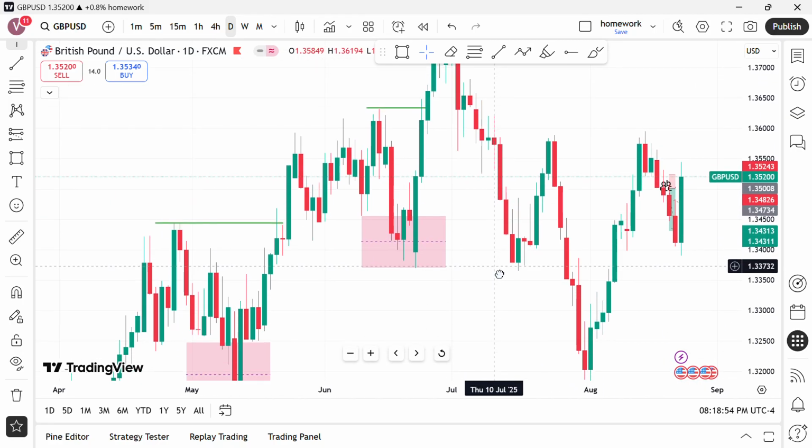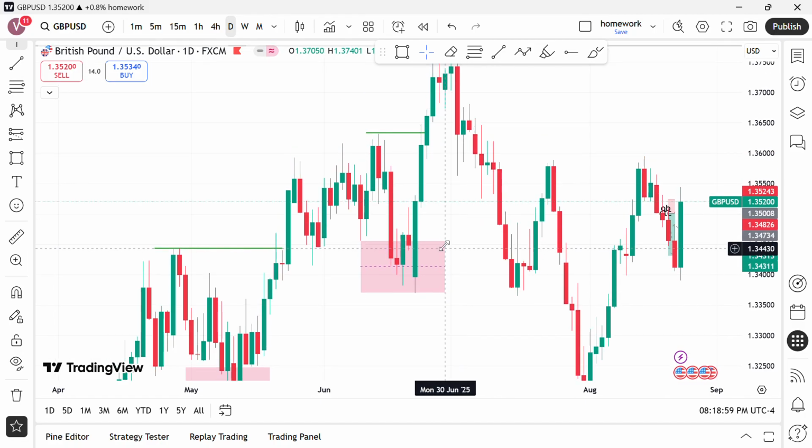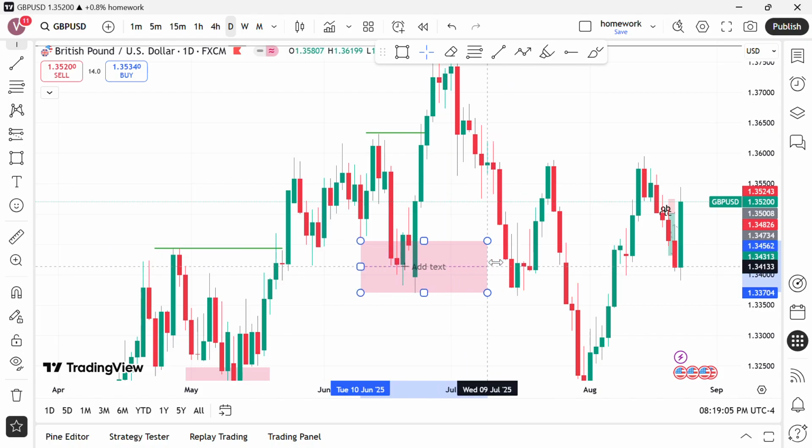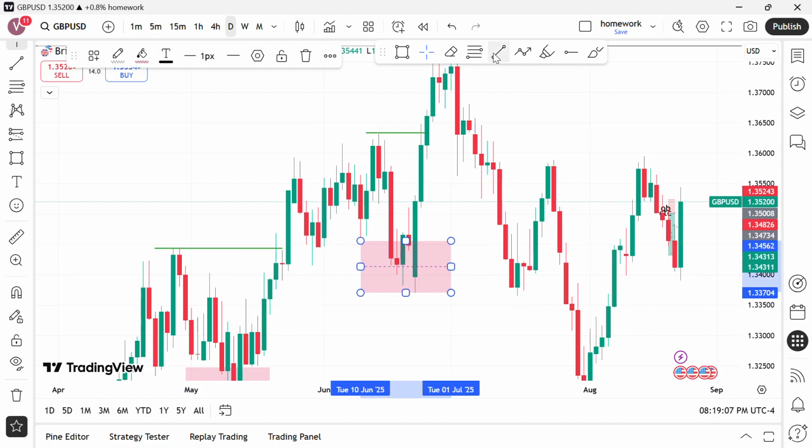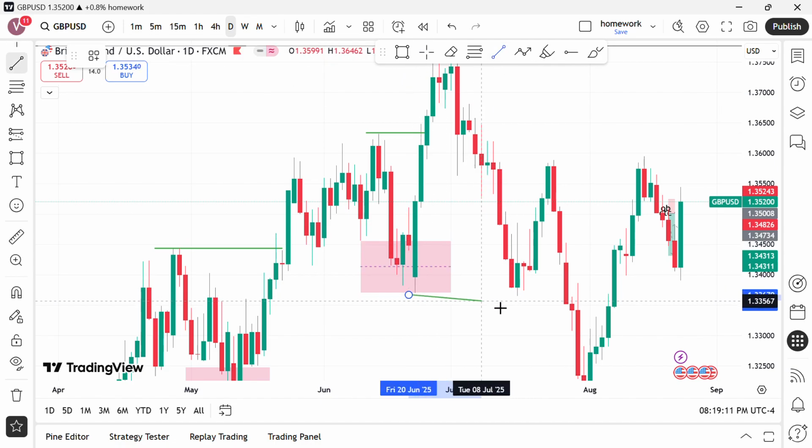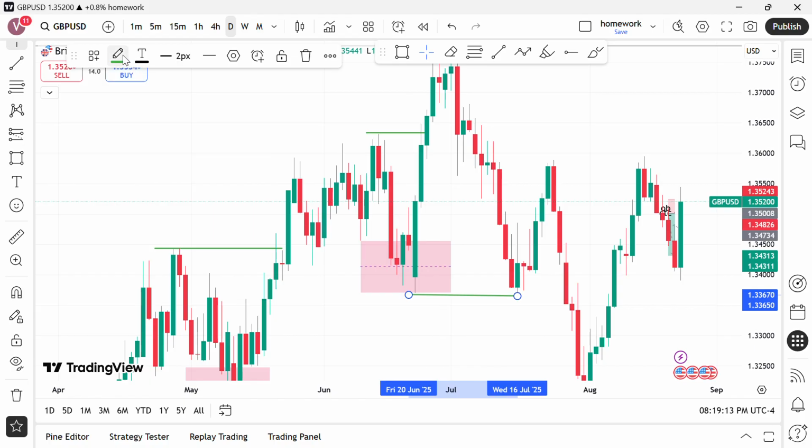Besides that, one more important observation to note is that this very recent protected sell side liquidity was taken by the market. Now, this would have been a market structure shift for the downside, but this is also a liquidity sweep. That's why we did not consider it as a market structure shift.